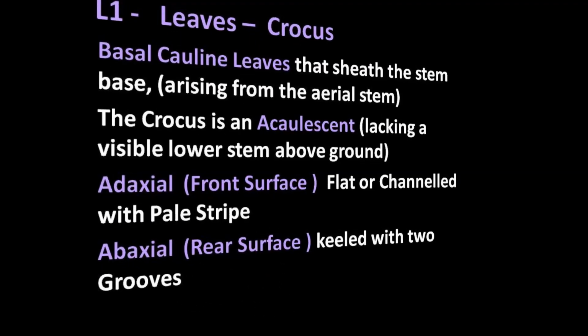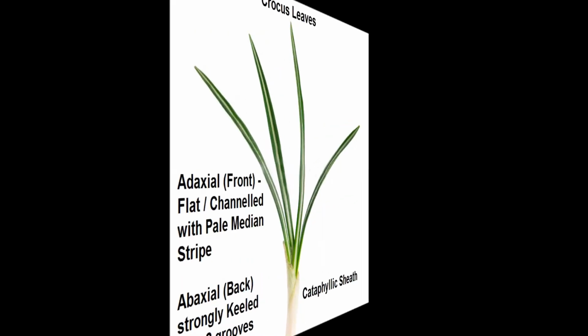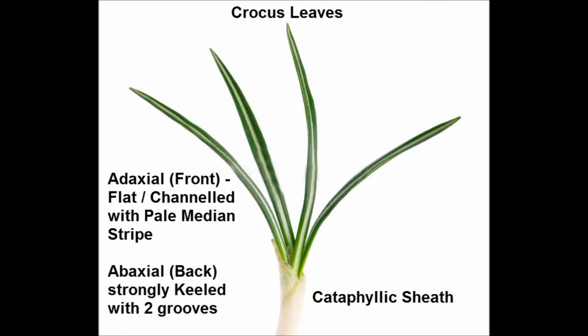The vegetative or leaf characteristics of crocuses are basal cauline leaves that sheathe the stem base, which arise along the aerial stem. The crocus is acaulescent, which means it lacks a stem above the ground, and the leaves in general are grass-like, with the adaxial front surface flat or channeled with a pale stripe, and the abaxial rear surface keeled with 2 grooves, and therefore in cross-section boat-shaped. The white median stripe is parenchymatous, meaning it lacks chloroplasts and likely has air spaces.